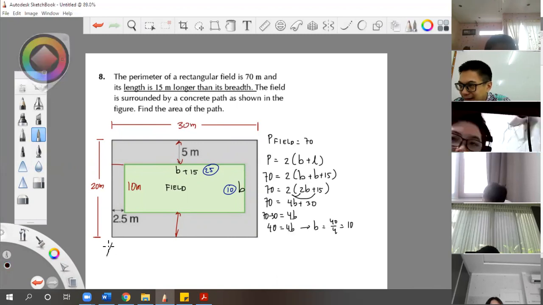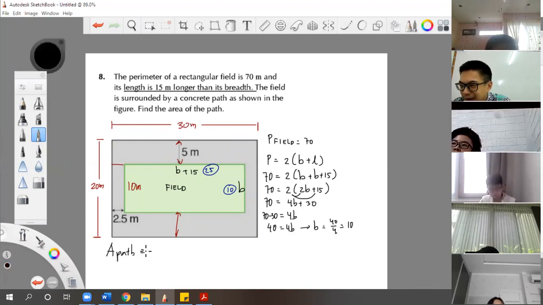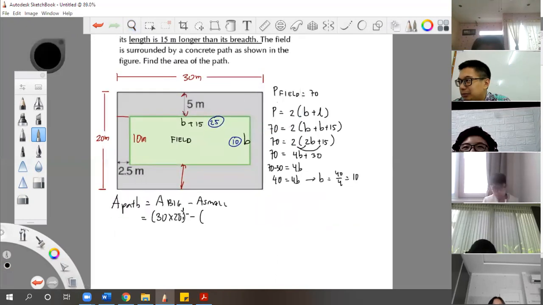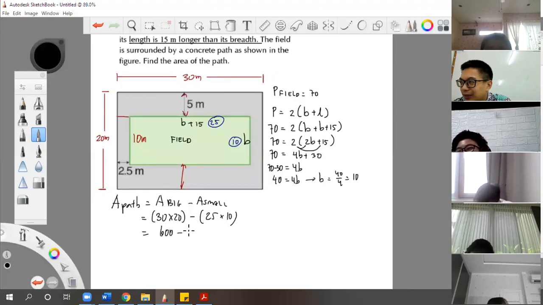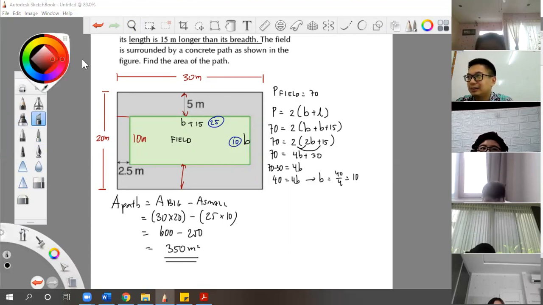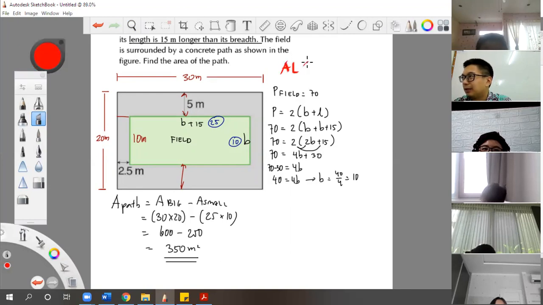Area of the path equals area of the big minus area of small rectangle. Okay, area of big rectangle 30 times 20. Masukin. Minus 25 times 10. Ini enak sih, bisa nggak usah kalkulator. 600 subtract 250. Right? It is 350 meter square. What is the hardest part? The hardest part is located here. Algebra.